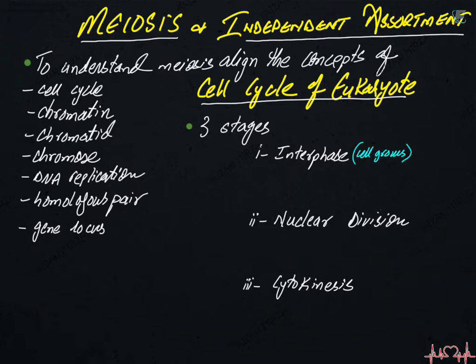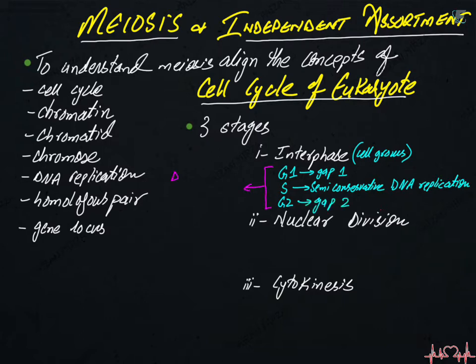Interphase is the stage where the cell is growing. There are three subparts, G1, S and G2: gap 1, then semi-conservative replication in the synthesis stage, which is S phase. This is the point where the DNA starts to undergo replication, and then G2, gap 2. All these three stages are part of interphase where the cell is just growing and metabolically very active.